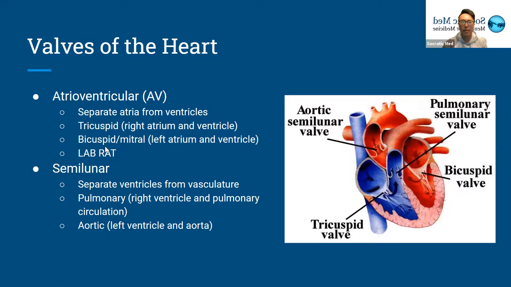A good mnemonic to memorize that is LAB RAT: left atria bicuspid, right atria tricuspid. I've also heard the saying, try before you buy. Tricuspid comes before bicuspid, which makes sense since the blood travels through the right side of your heart before it goes to the left side. And then the semilunar valves separate the ventricles from the vasculature. The pulmonary valve separates the right ventricle from the pulmonary circulation, and the aortic valve separates the left ventricle from the aorta.